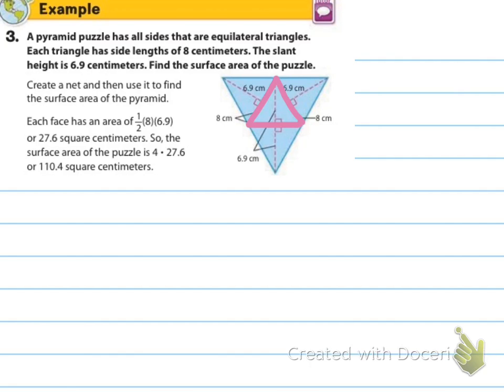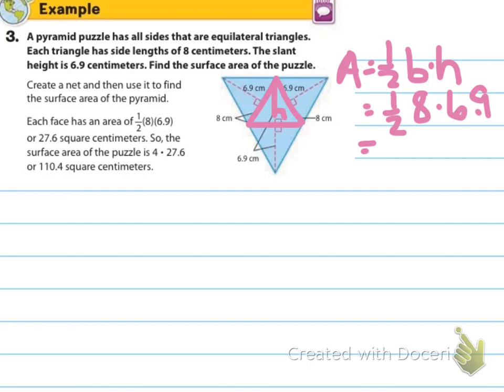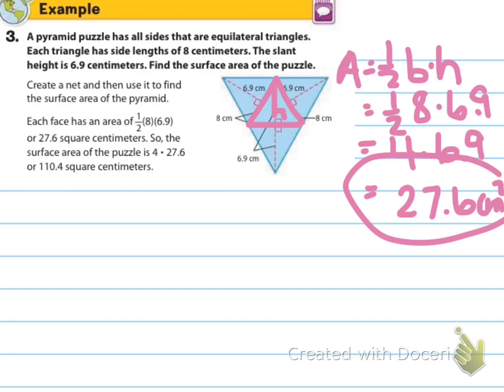Let's see, we're going to find the area of the triangle in the middle, so area is 1/2 base times height, and the base is 8, and the height is 6.9. So 1/2 of 8 is 4, and we're going to do 4 times 6.9. So that's 36, carry the 3, 27. So the area of the base is going to be 27.6 centimeters squared.